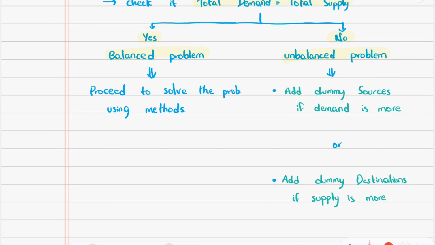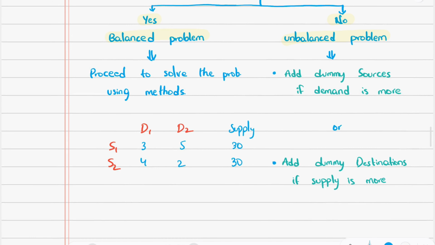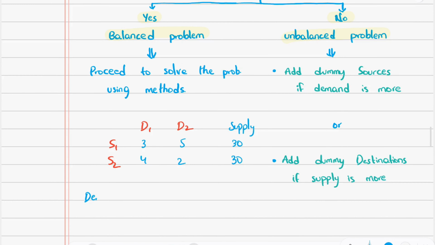To understand this, let's take an example. Let's say there are two sources S1 and S2, and there are two destinations D1 and D2. Let me take the corresponding costs as 3, 5, 4, 2. Let me write the supply also. From S1, there is a supply of 30 units. From S2, there is also a supply of 30 units. Alright, now let me write the demand. D1 wants 30 units and D2 wants 20 units.